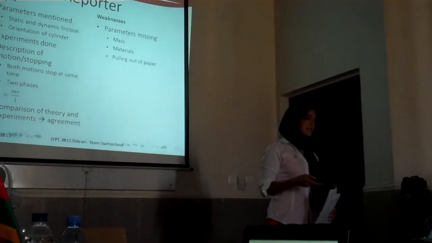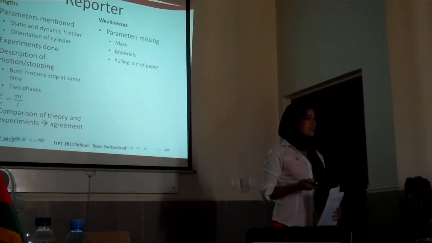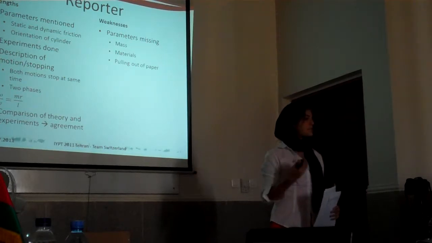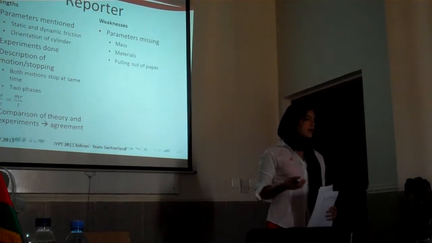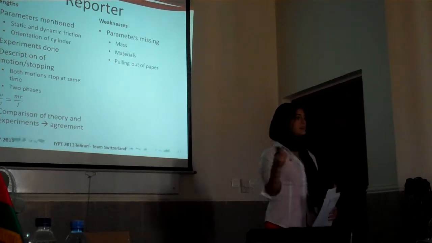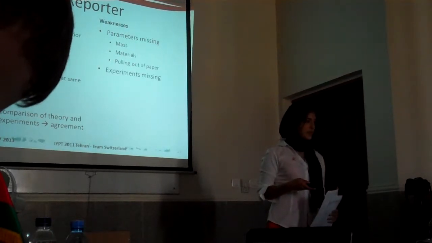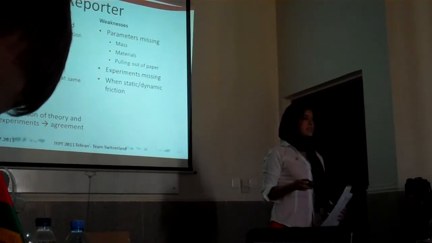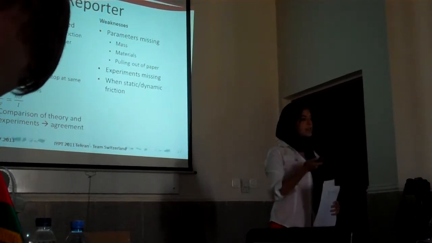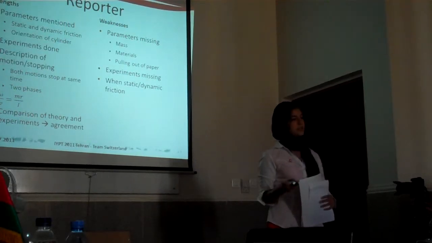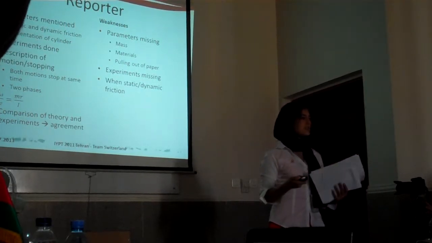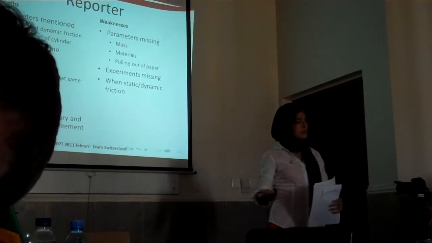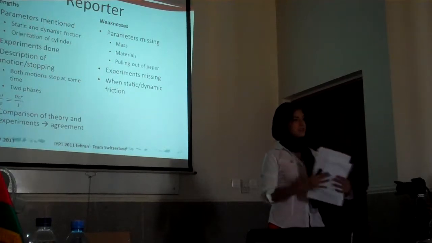Now to your weaknesses. I thought there were many parameters missing, as for example, if the mass has any effect, or if you take different materials for the cylinder, or pulling out the paper, for example, at an angle. And there were also experiments missing for this. And it wasn't clear when you have static friction and when you have dynamic friction. So I think it is important to know that on the paper probably there is no dynamic friction, but when it hits the table, you have dynamic friction. I would clearly differ between these two parts.